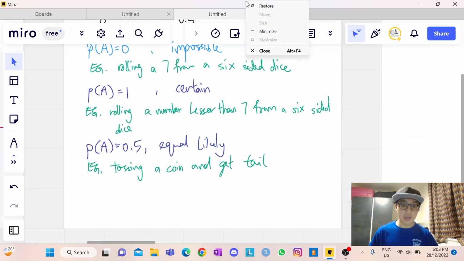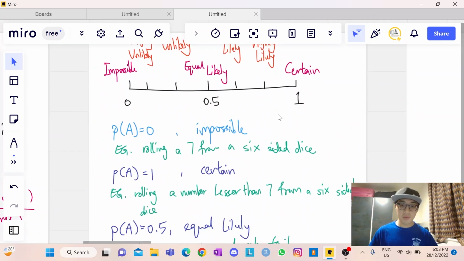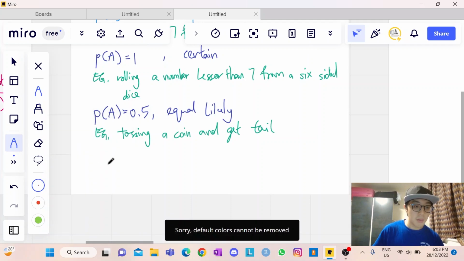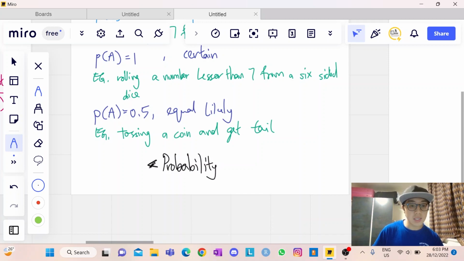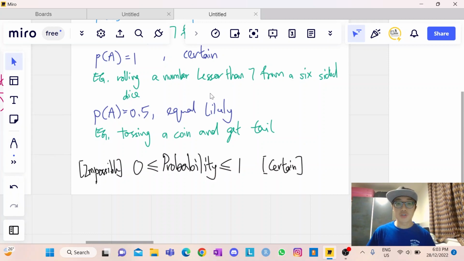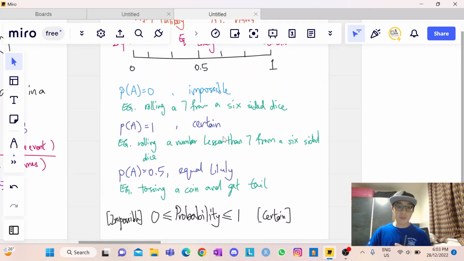All right, so I'm gonna write it down here. The probability is always in between 0 and 1. For 0 is impossible and 1 is certain. All right, so this is the number 1 rule that you will have to know for probability. So whenever you say a probability is 1, that means it is definitely going to happen.